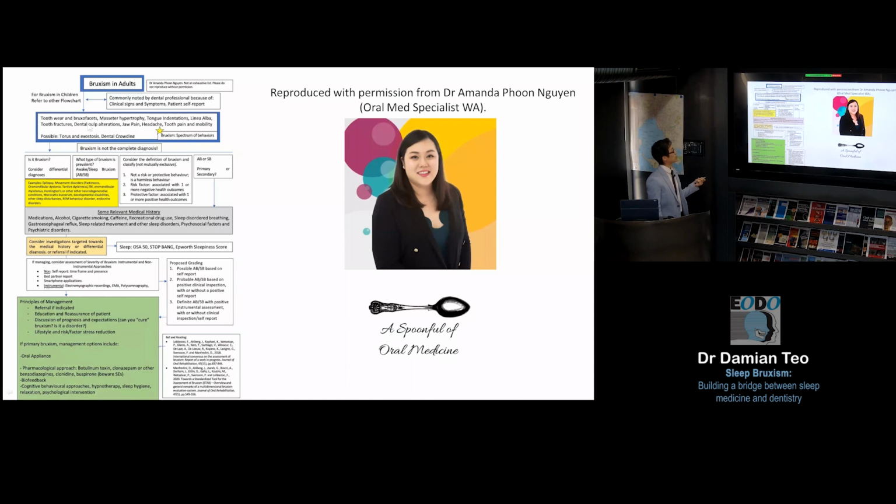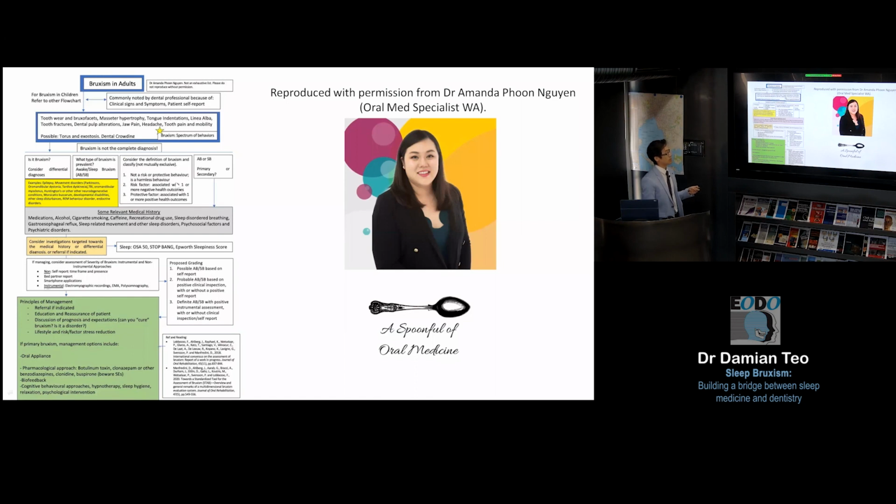And then when we see the signs or symptoms, the next thing we have to think is that bruxism is not the complete diagnosis. As I said before, it's a sign or symptom of a potentially underlying disorder. So we have to think, is it really bruxism? Is it awake or sleep bruxism? And is it related to any other disorders such as epilepsy, OSA, REM behavior disorders, GERD, etc.? We have to consider the definition of bruxism and how it's classified. So it could be not a risk, it could be a protective behavior, or it could be a risk factor where it's actually causing problems.